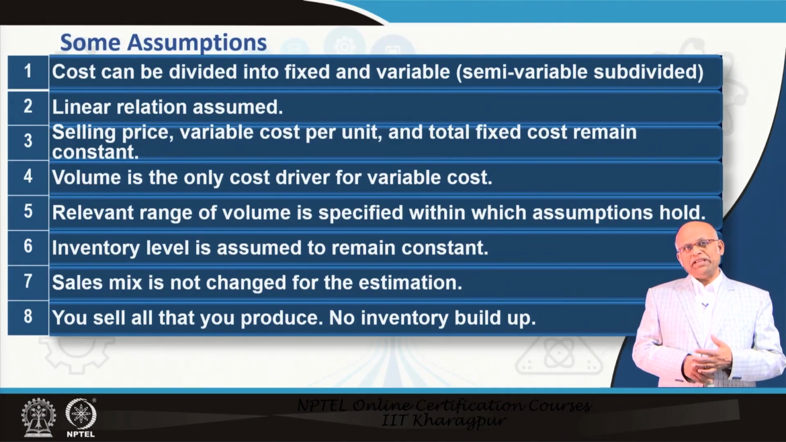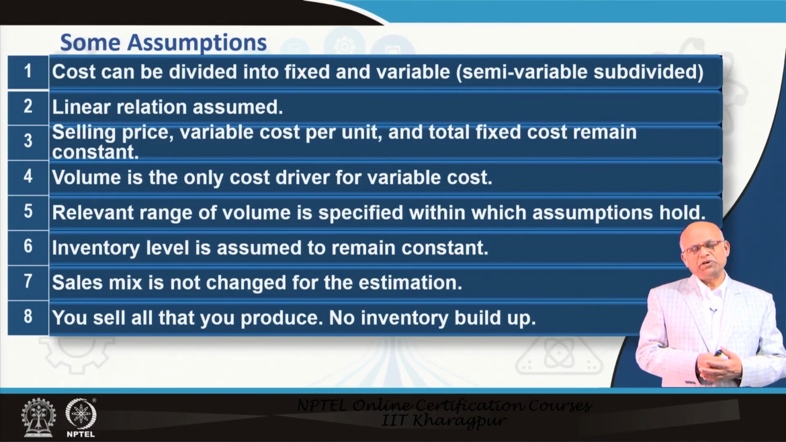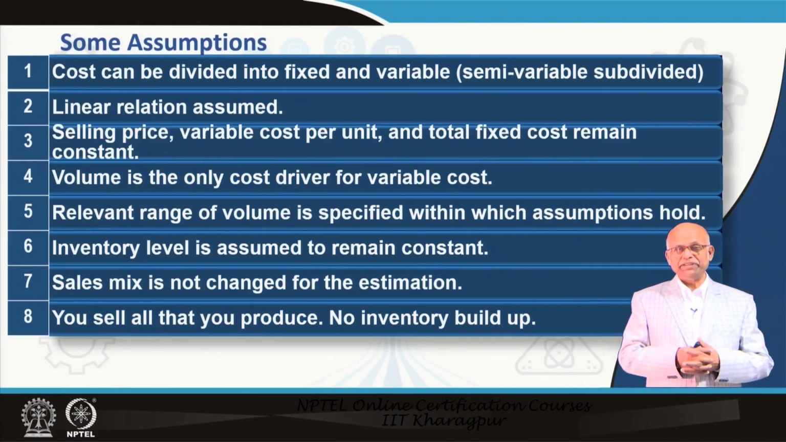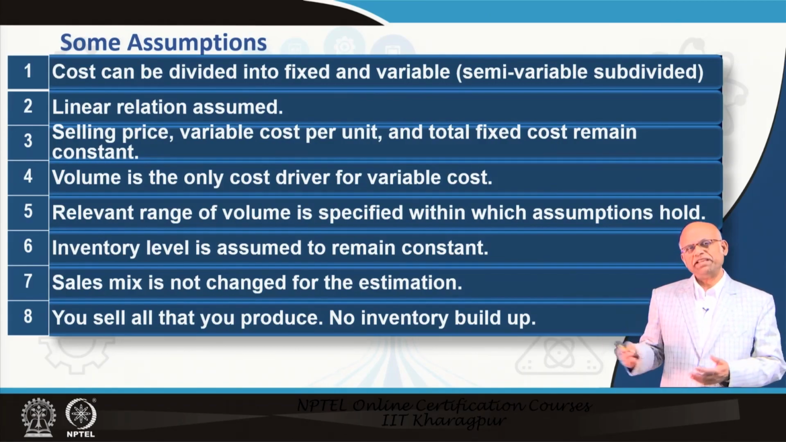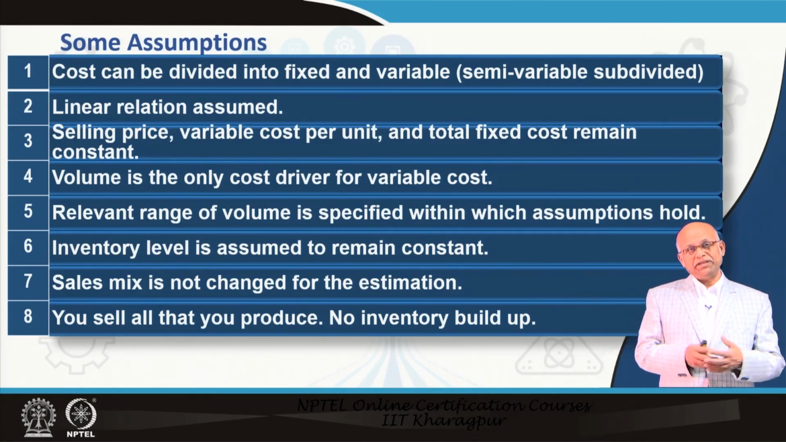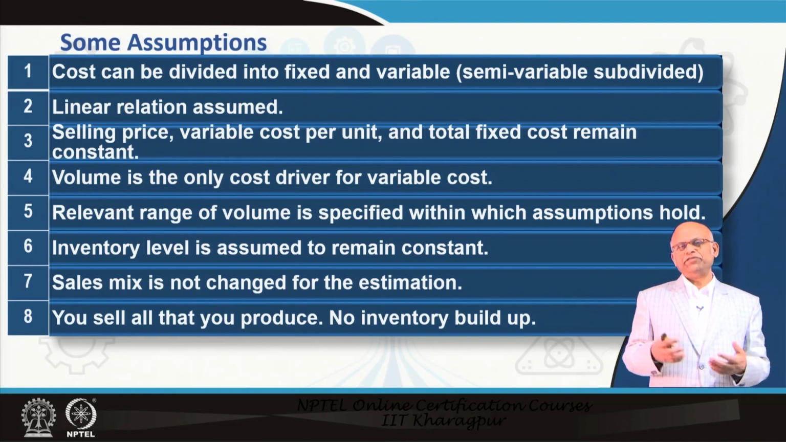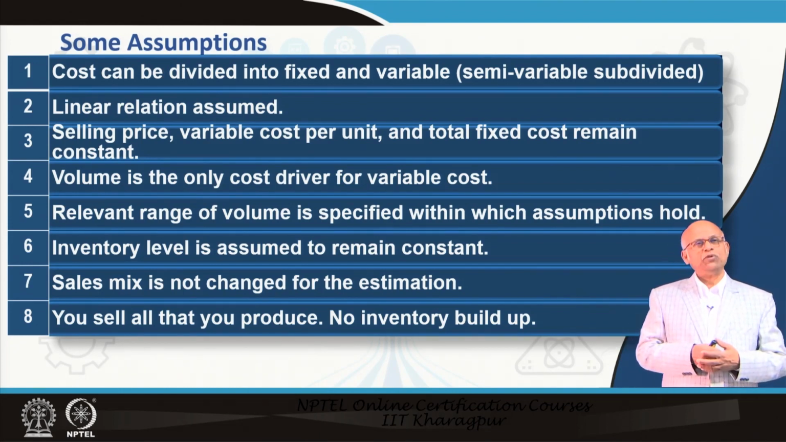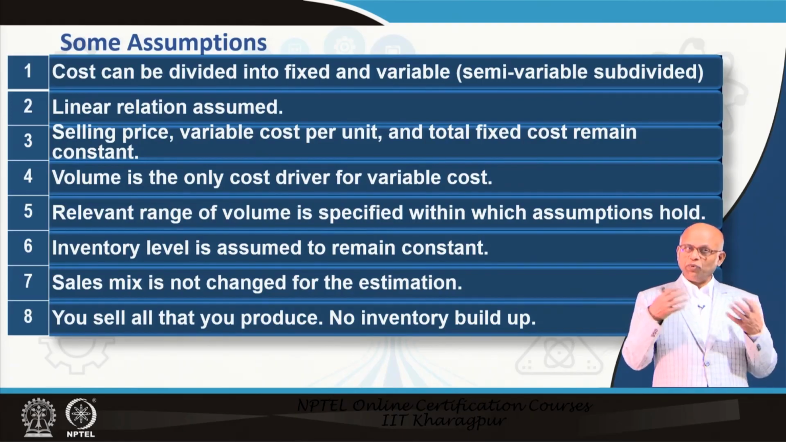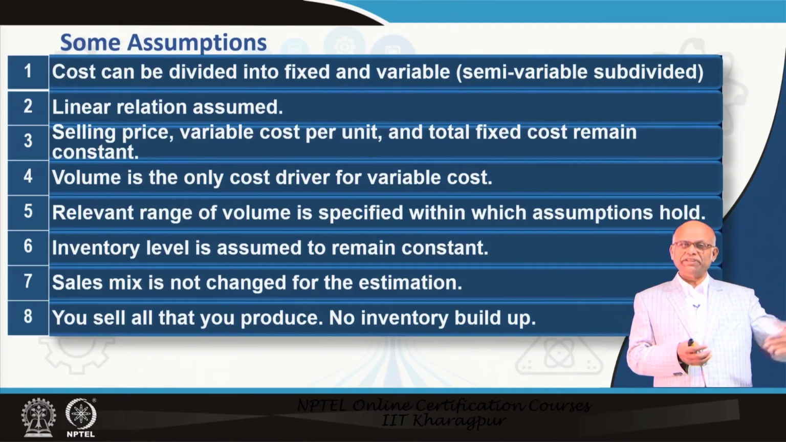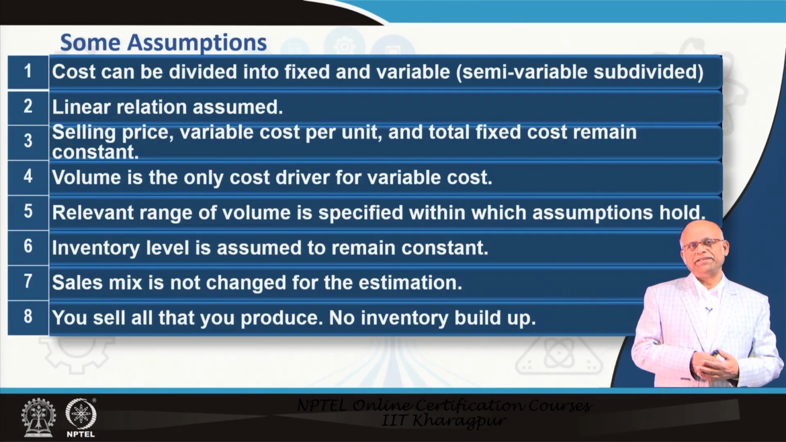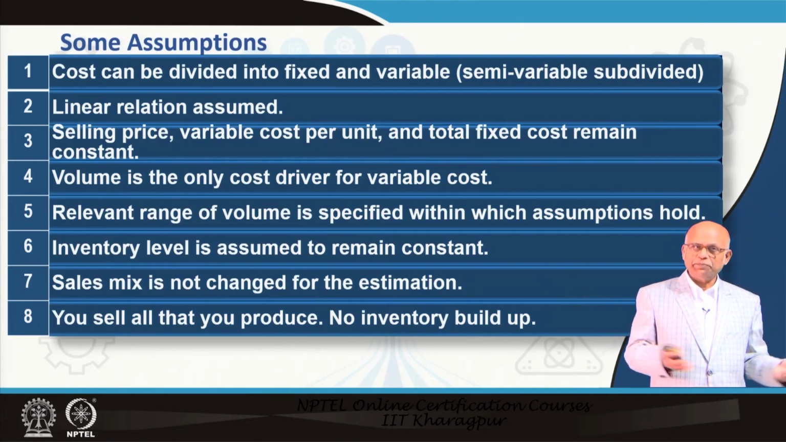Now, inventory level is assumed to remain constant. There is no inventory build up, meaning that whatever you produce, you sell the same. That means there is no build up of inventory. In reality, inventory may go up, may go down, meaning that you may sell more than you produce, you may sell part of the things that you inherited from the previous year. So, there is this approximation.